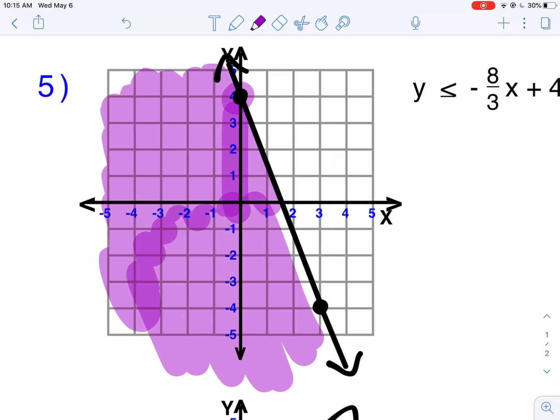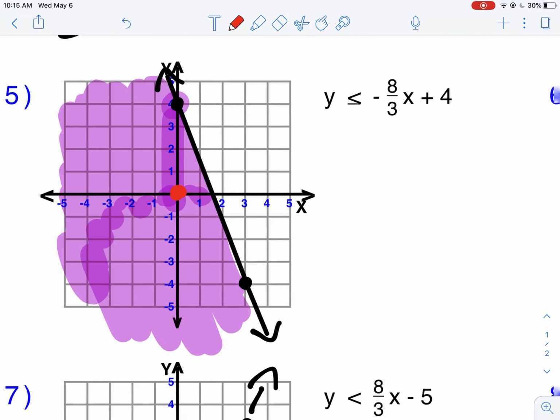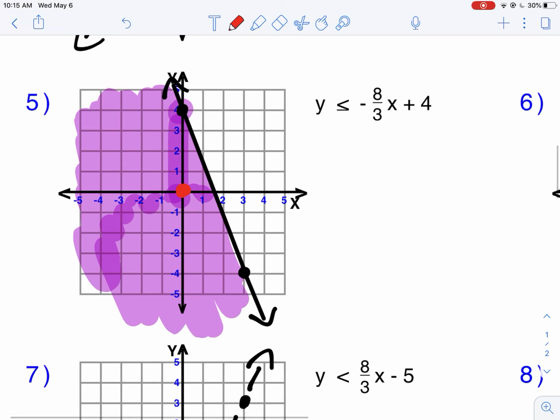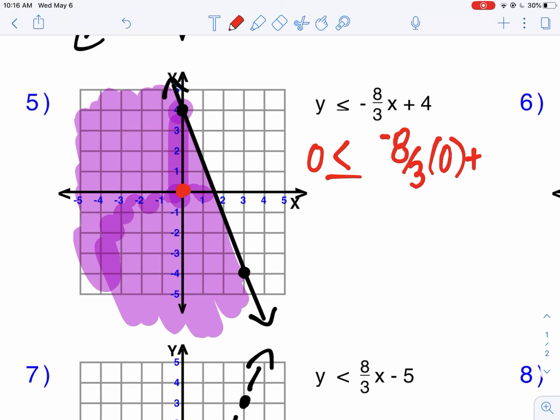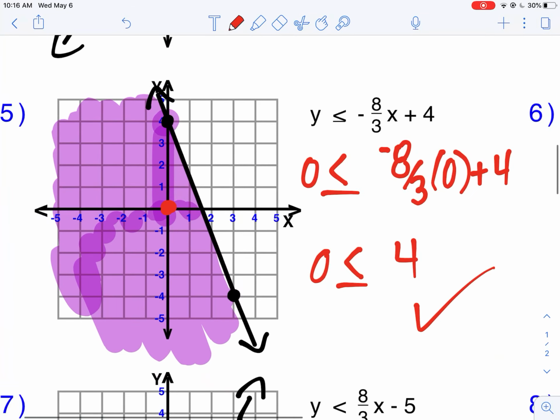And now I want to make sure that works. So again, I'm going to go with my origin, but you'll notice this time that it falls in my shaded region. Let's see if it works. I'm going to plug in 0, negative 8/3 x, times 0 plus 4. I get 0 is less than or equal to 4. Guess what? It does work. My origin works and it's shaded. So that's what we're going to be doing for your assignment today.